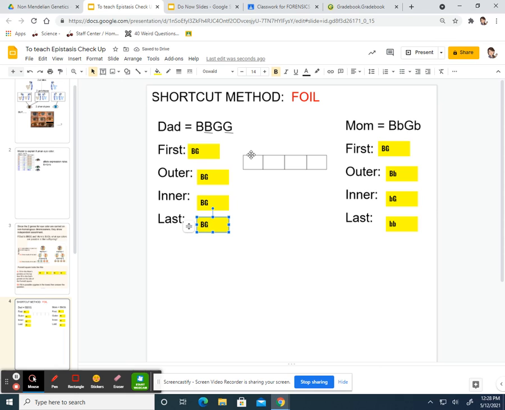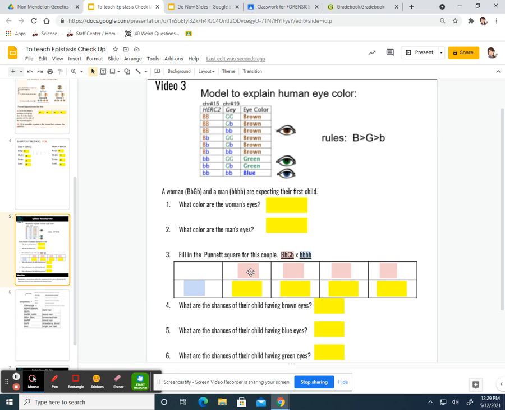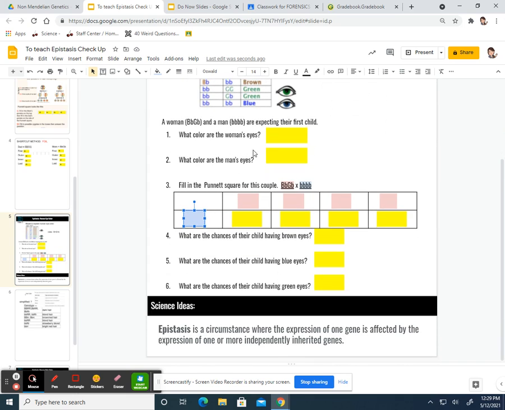So we could fill Mom in on the top, her 4 possibilities, and we just need one row since Dad can only give a big B, big G. So you should be able to now use that information to fill in this Punnett square here. All right, so we have Mom's 4 possibilities, we have Dad's only possibility, and then you should be able to fill in the Punnett square and answer the questions. Remember, when you're trying to refer the genotype, look at the chart. I don't expect you to remember genotypes and phenotypes.